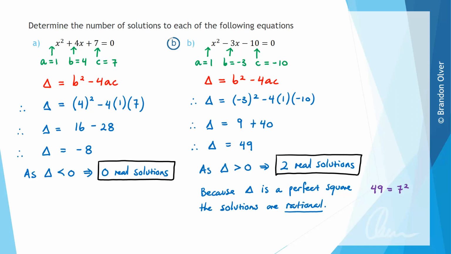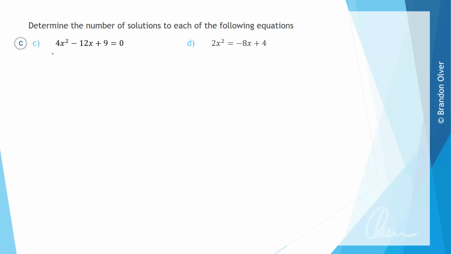So if you were to plug this into a calculator, or you were to go through and solve this by hand, the solutions, just for interest's sake, would have been x equals minus 2 and x equals 5. So they are considered to be rational numbers, and there's no surds present. So our third example is 4x squared minus 12x plus 9 equals 0, and we still want to determine the number of solutions to that equation.